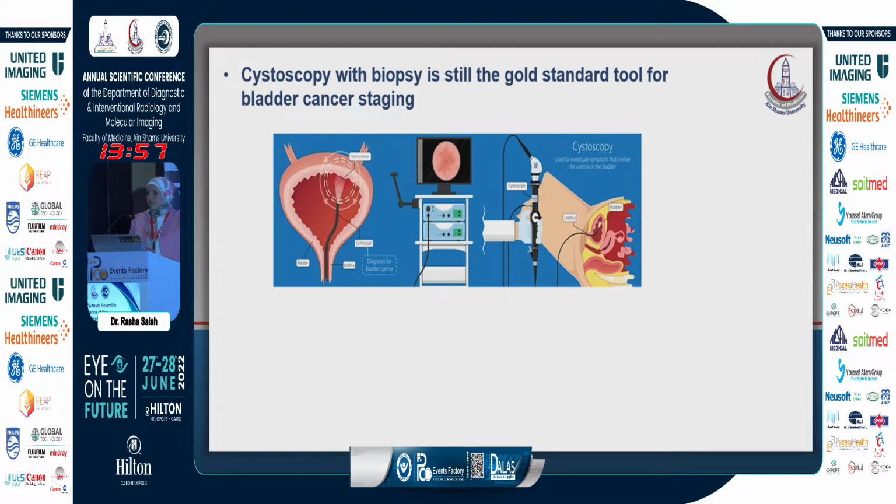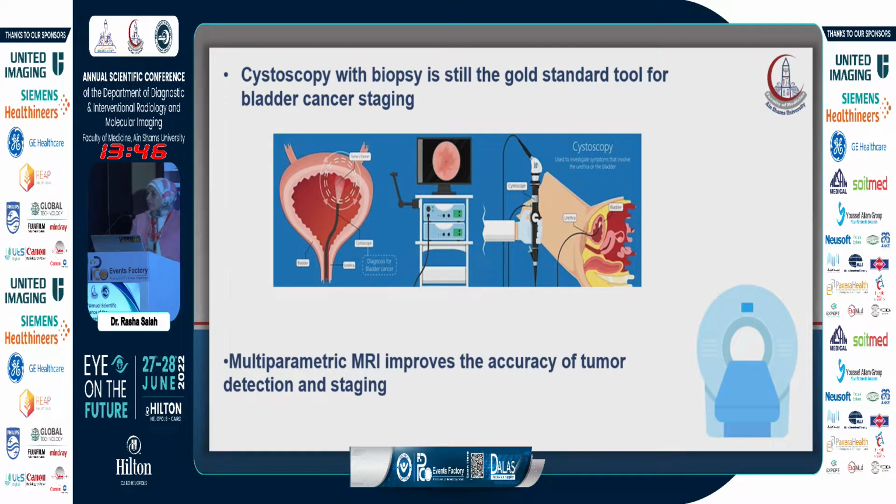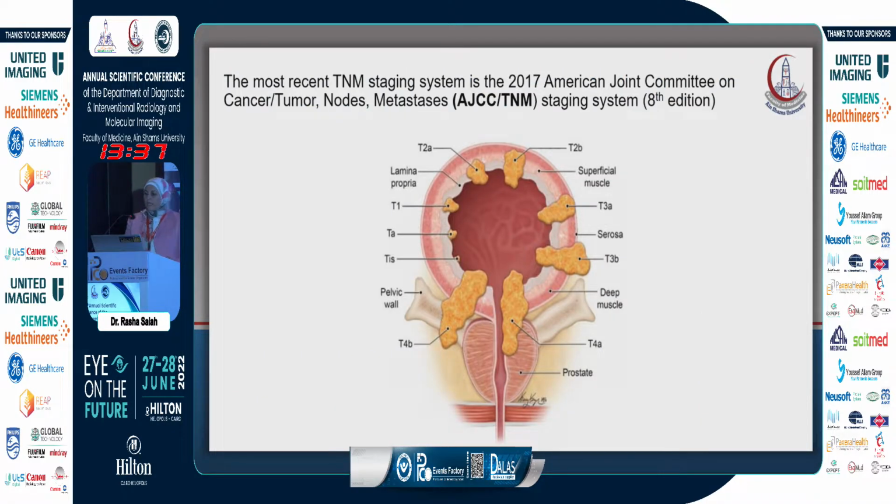The gold standard for diagnosis of this differentiation is by cystoscopy and biopsy for discriminating muscle invasive from non-muscle invasive bladder cancer. But nowadays, multiparametric MRI was implemented in the diagnosis and differentiation between these two entities. We aim for discriminating between T1 and T2 tumors, where T1 tumors are the non-muscle invasive bladder cancer, and the T2 tumors where there is the early muscle invasive disease.